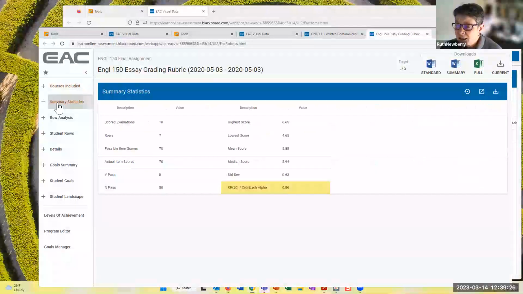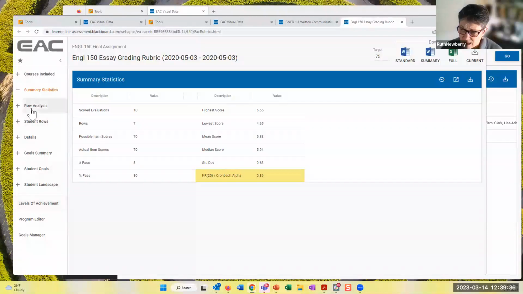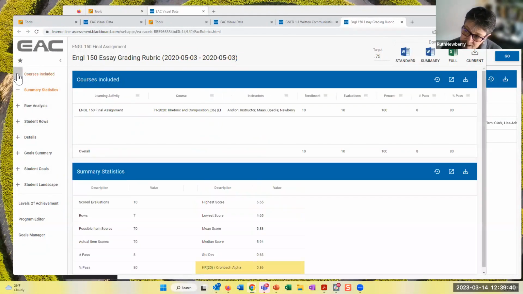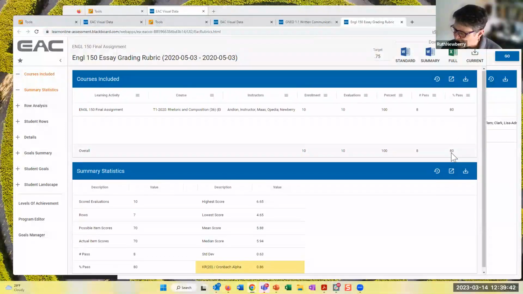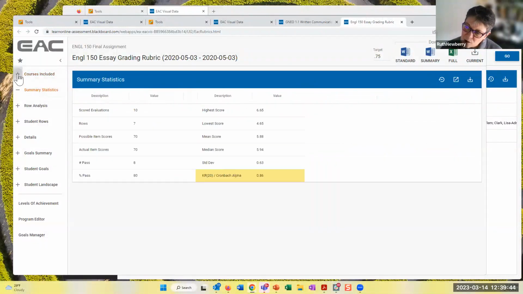Now, the next stage that's most important is this summary statistics. So in the menu over here to the left, I'm just going to click on it. Now you notice if I click the plus, I kind of have to scroll. So I always recommend don't worry about the pluses unless you want to see multiple areas on one screen. Instead, click the name. So, summary statistics.